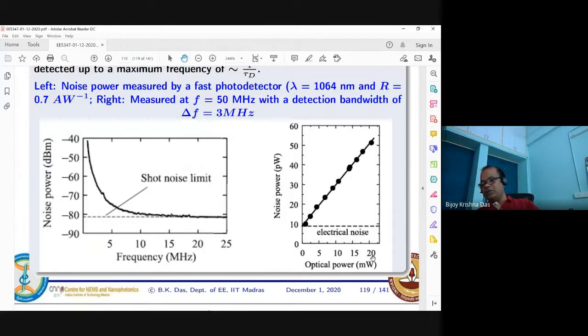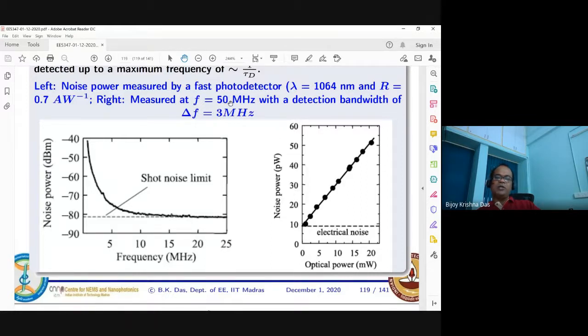You are just giving optical power to the photodetector, and this is your electrical noise, normally electronic circuit noise. But here, the noise power we are considering means shot noise. That shot noise, if you are trying to measure, suppose you are measuring shot noise, because here it is shown that you are measuring shot noise.